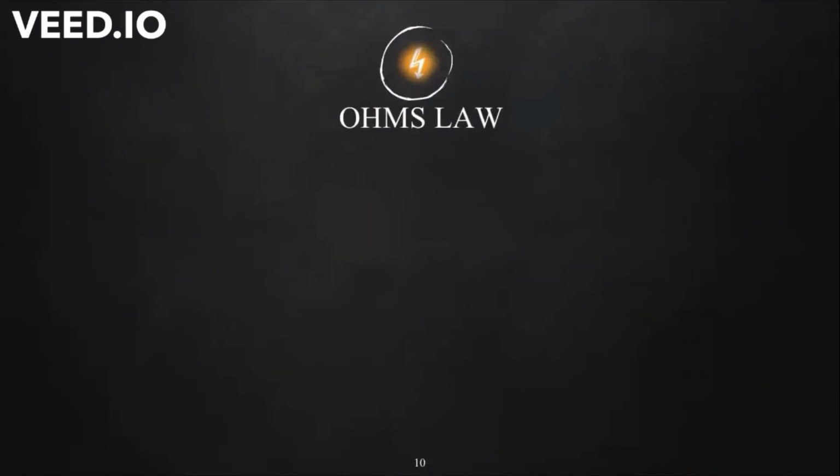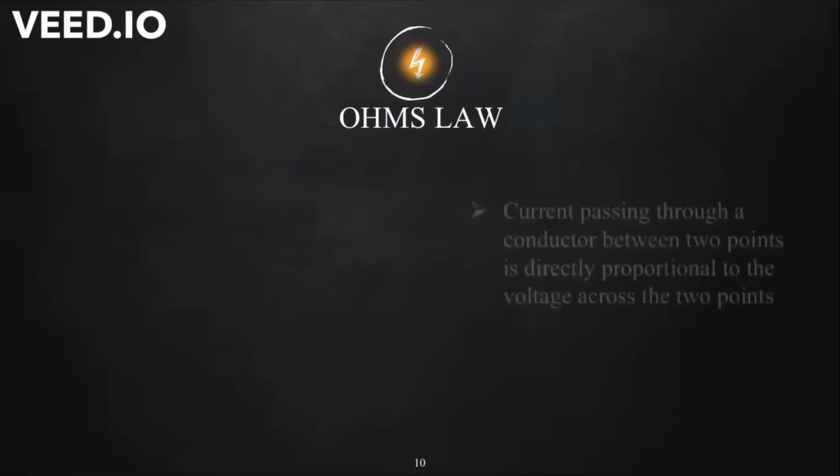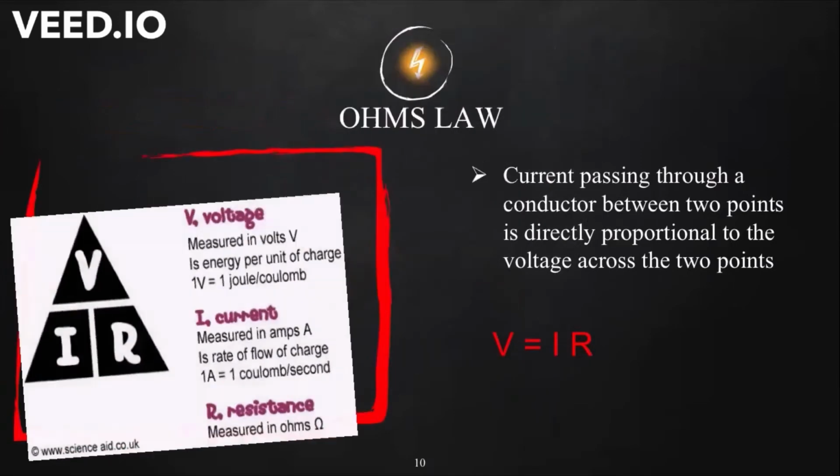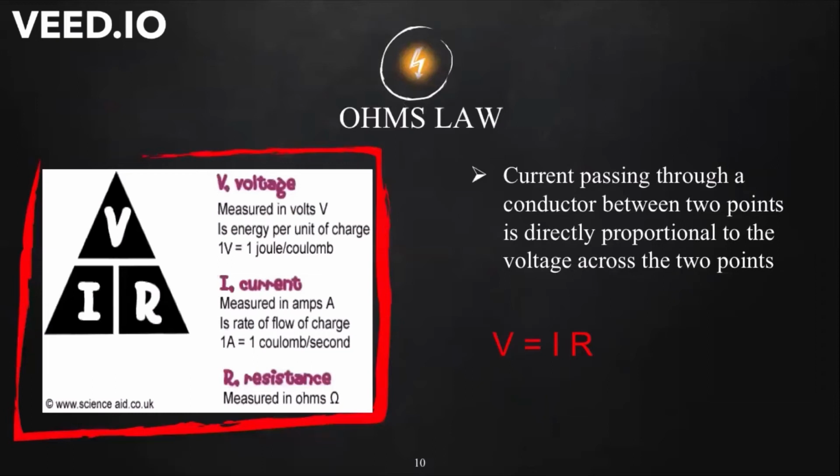Now, Ohm's law, this is another important component when studying about circuits. What is Ohm's law? It is when current passes through a conductor from 2 points and it is directly proportional to the voltage across these 2 points. If you look at the formula, it is V is equal to IR. Another simple way in which we can remember this is by drawing up a triangle and having it split into 3 different parts, V, I, R. So V is equal to I times R.